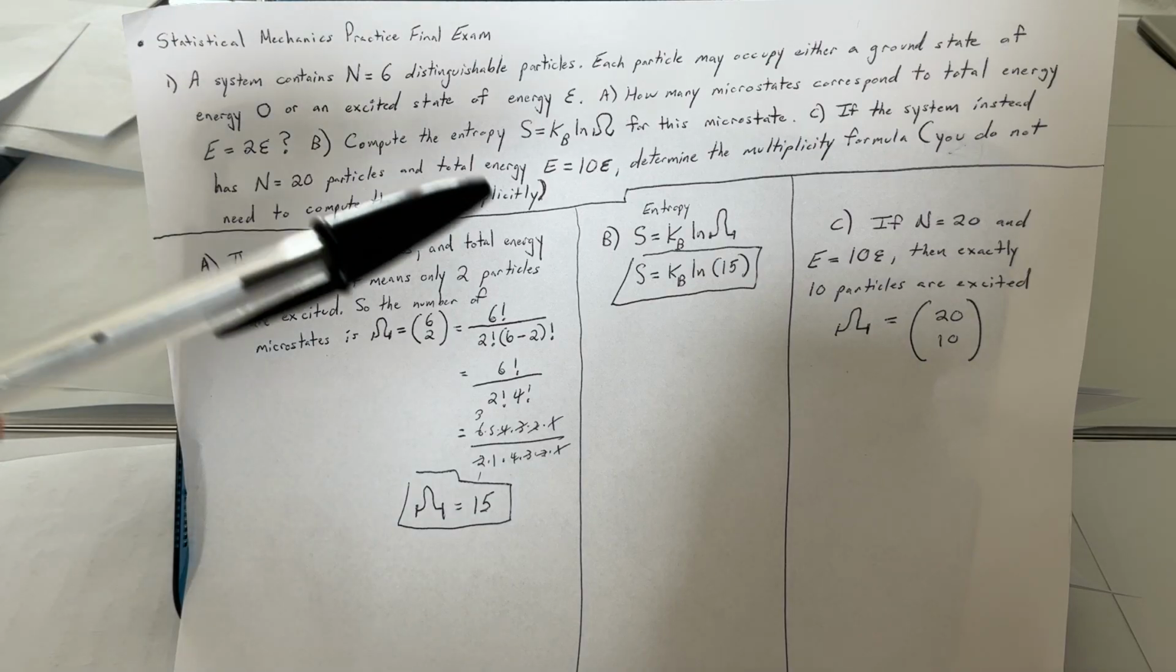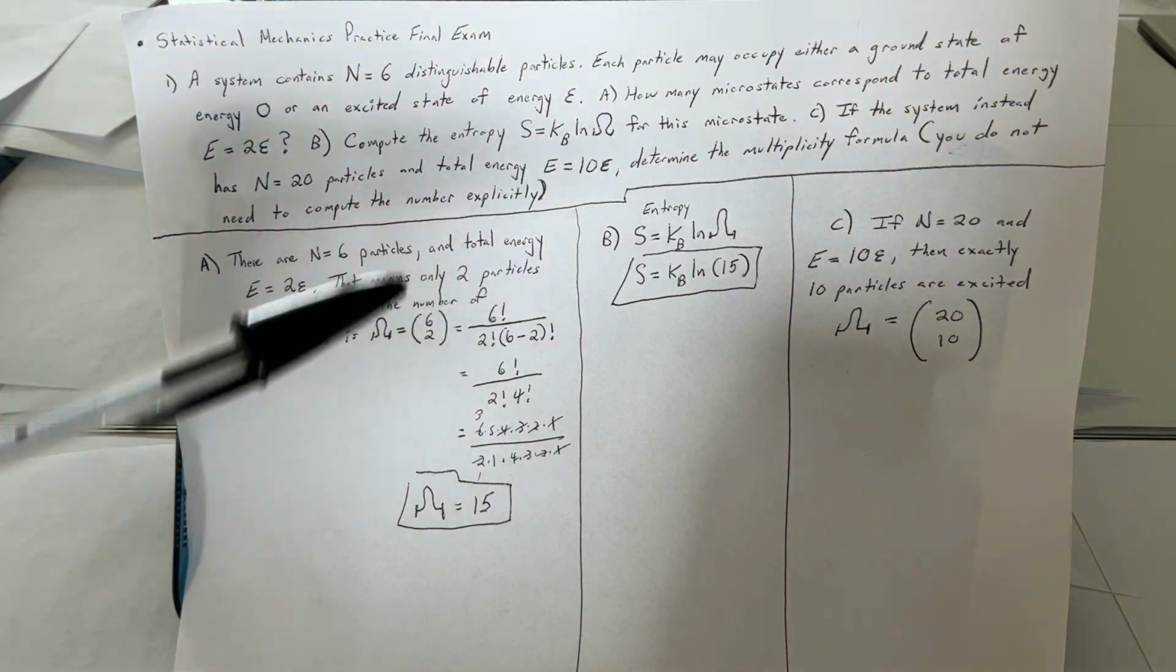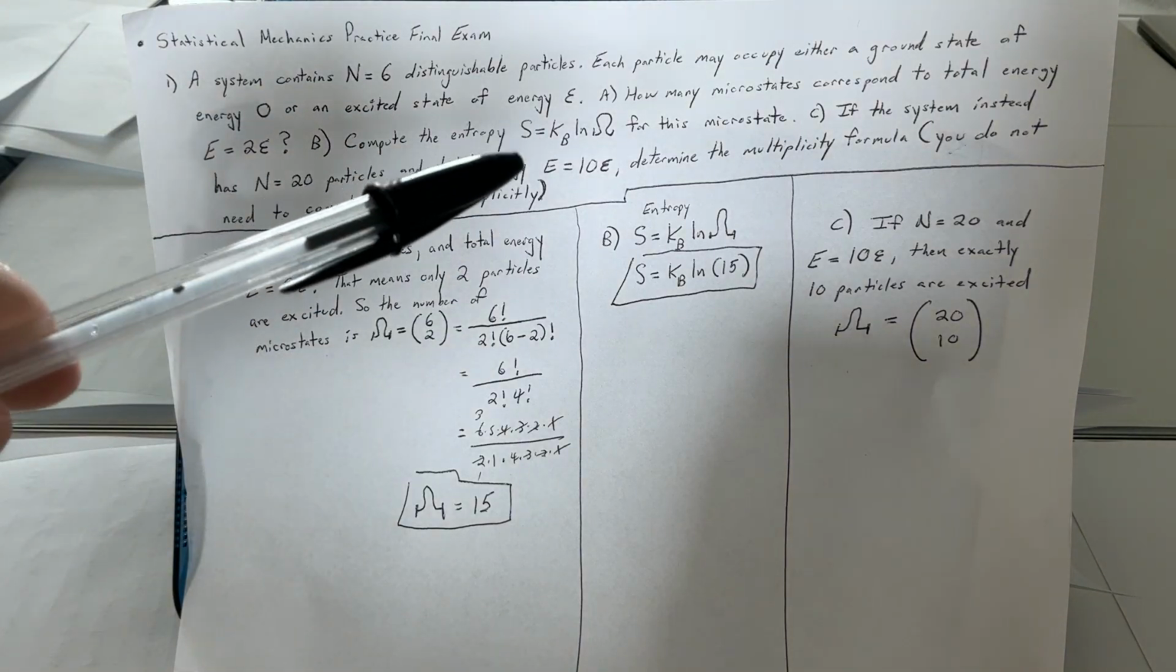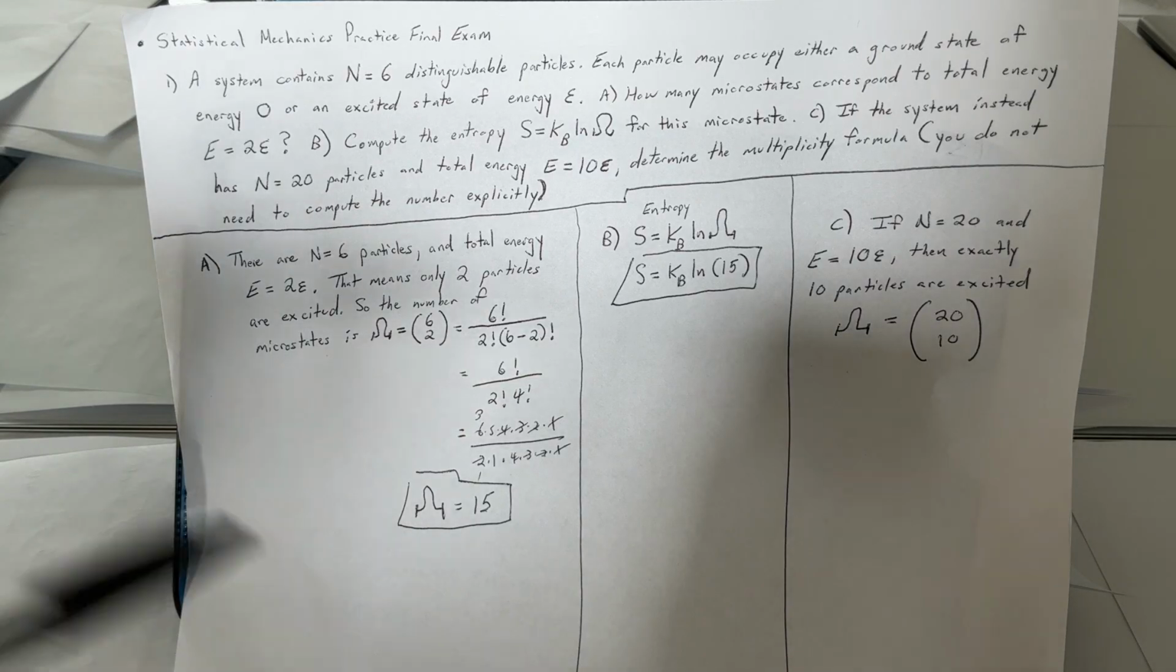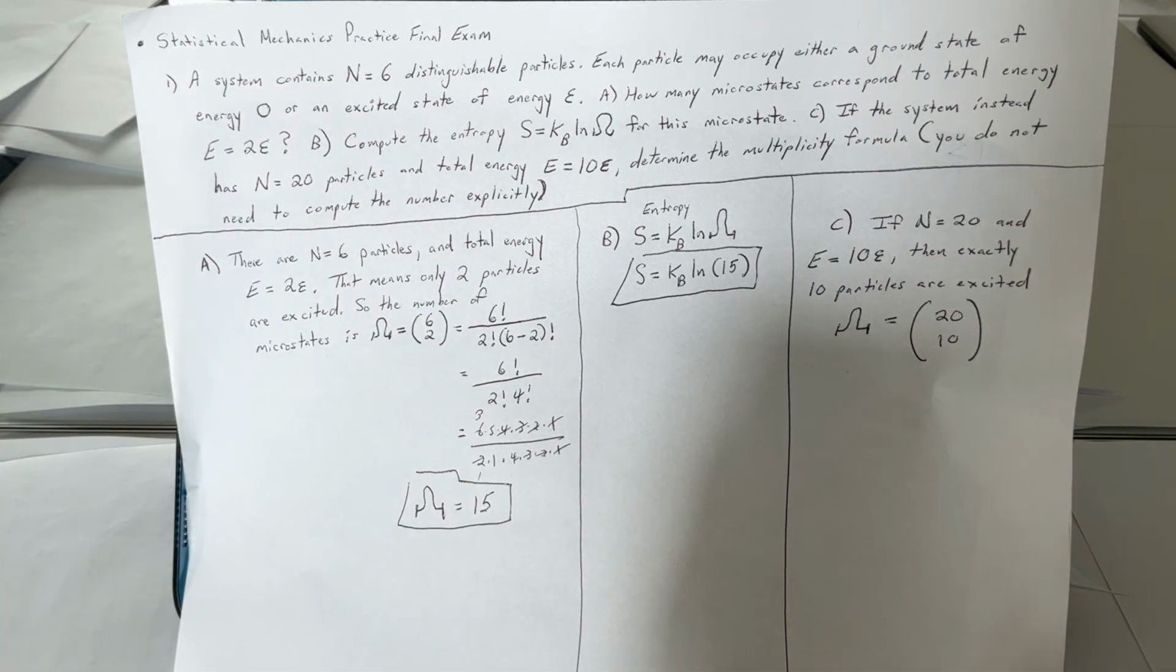Okay. So building on that, for part B, compute the entropy of this macrostate. All you have to do, using that entropy formula, S equals k sub B natural log of omega, plug in the 15 from part A, you get S equals k sub B natural log of 15.